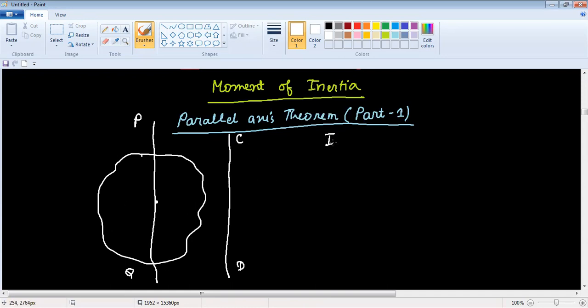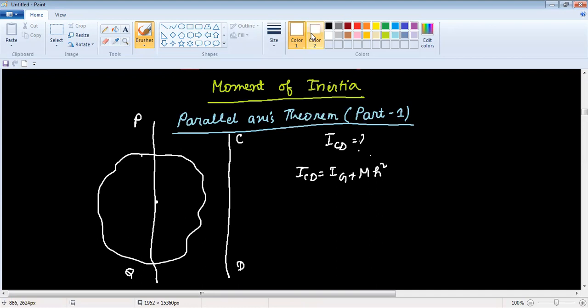We want to calculate the moment of inertia of this object around CD. That means we want to calculate ICD equals what? We can calculate this by the parallel axis theorem. Why is it called the parallel axis theorem? Because these two axes are parallel. So, what is the theorem? The theorem is ICD equals IG plus MH square.